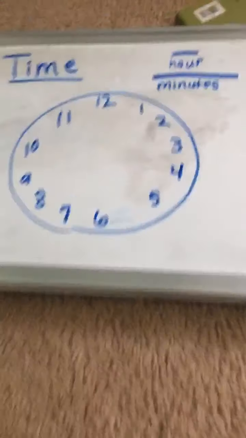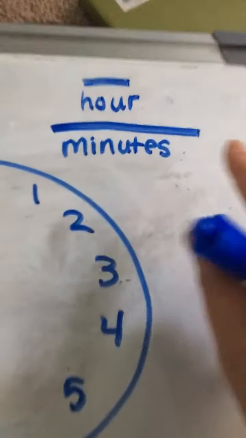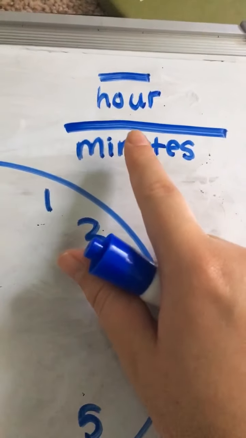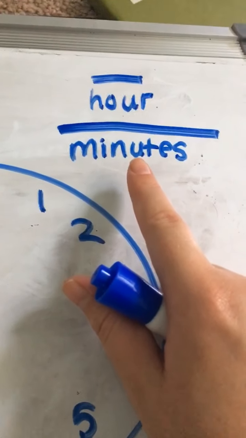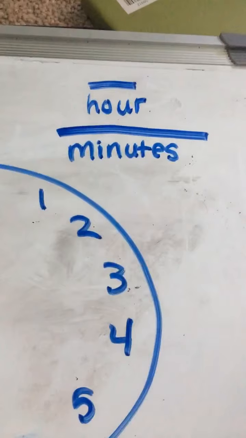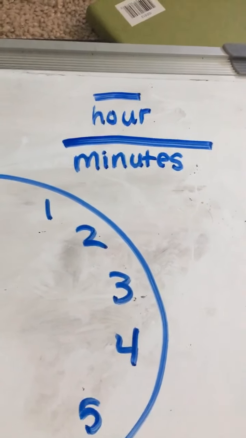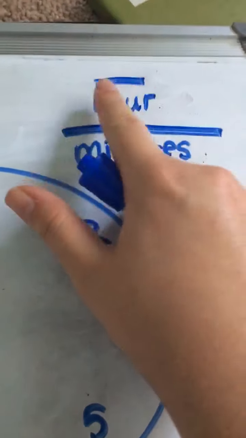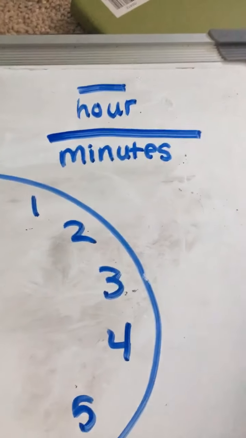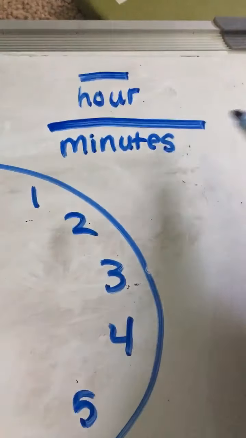So there are two hands on a clock. There's the short hand for the hour and the long hand for the minutes. The way I remember the difference between these two hands, because they're both going to look like lines, is that hour is a short word. It has 4 letters. It's short, like the hour hand on the clock. And minutes is a longer word, so it's a longer hand on the clock.